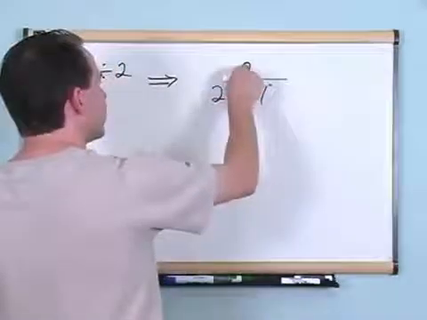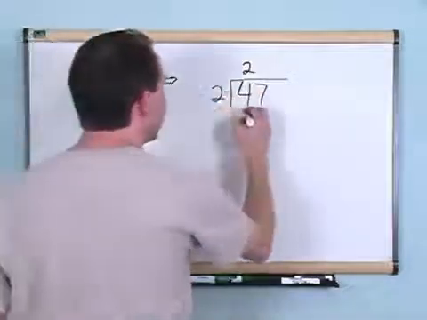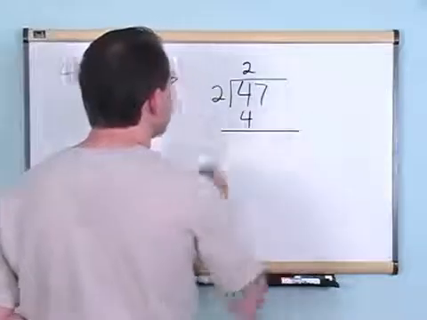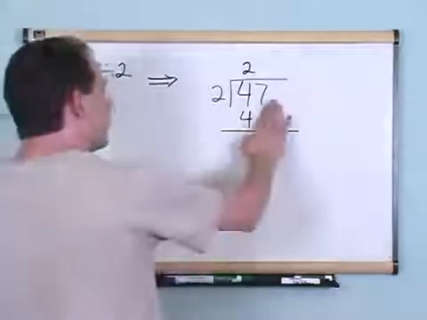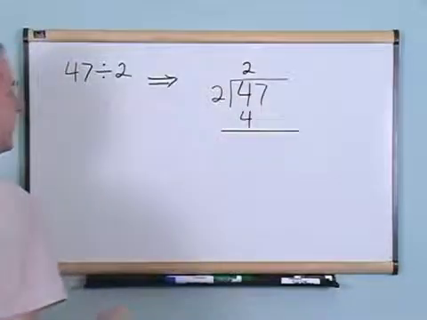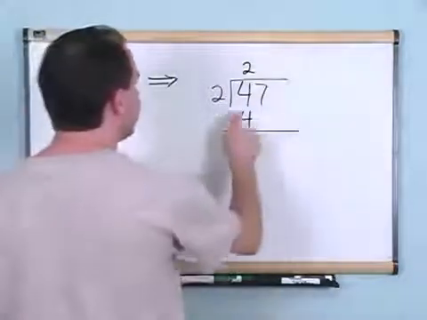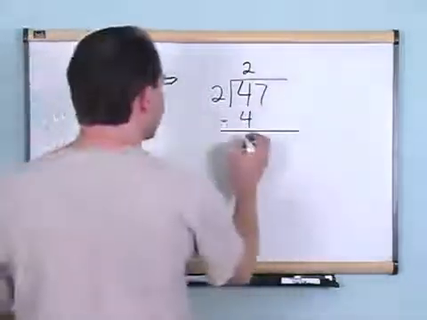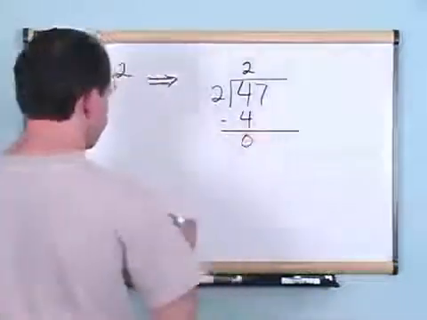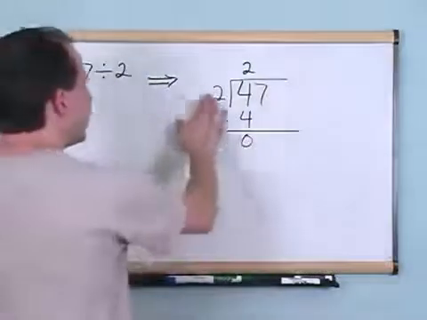What we're going to do next is we're going to say 2 times 2, and we're going to multiply that, and we're going to get a 4 back. Notice we haven't done anything with the 7 yet, so I'm just showing you the method here. The next thing you do is you subtract these two numbers. 4 minus 4 gives you 0, like this. Now you're basically done here.